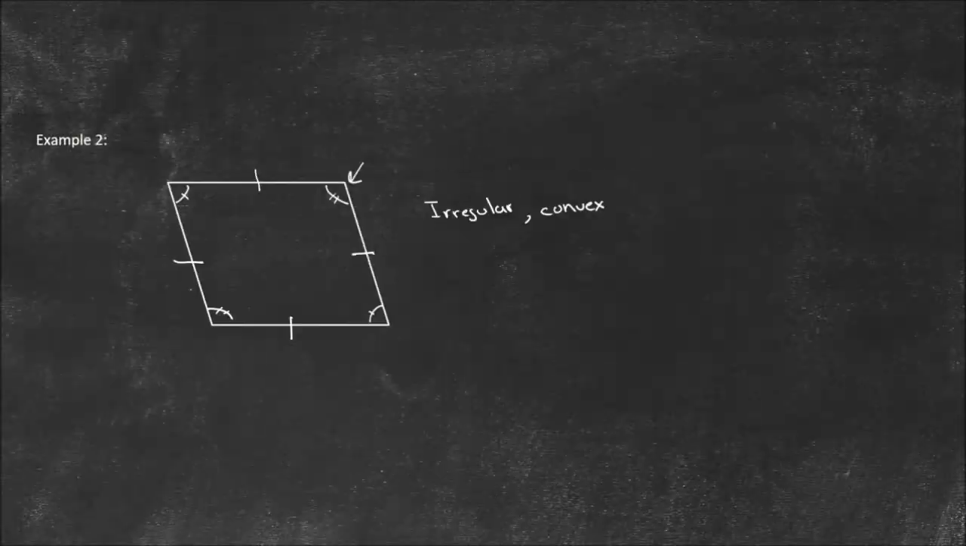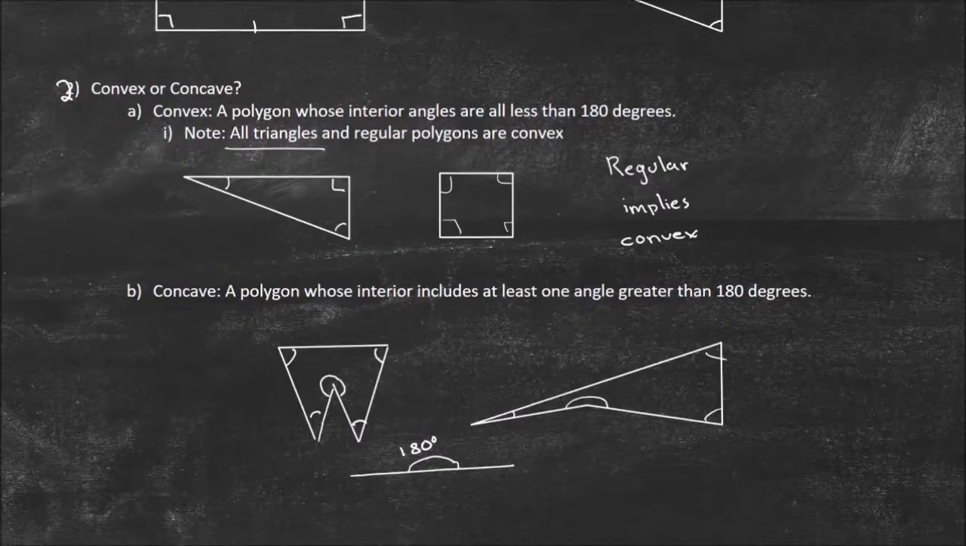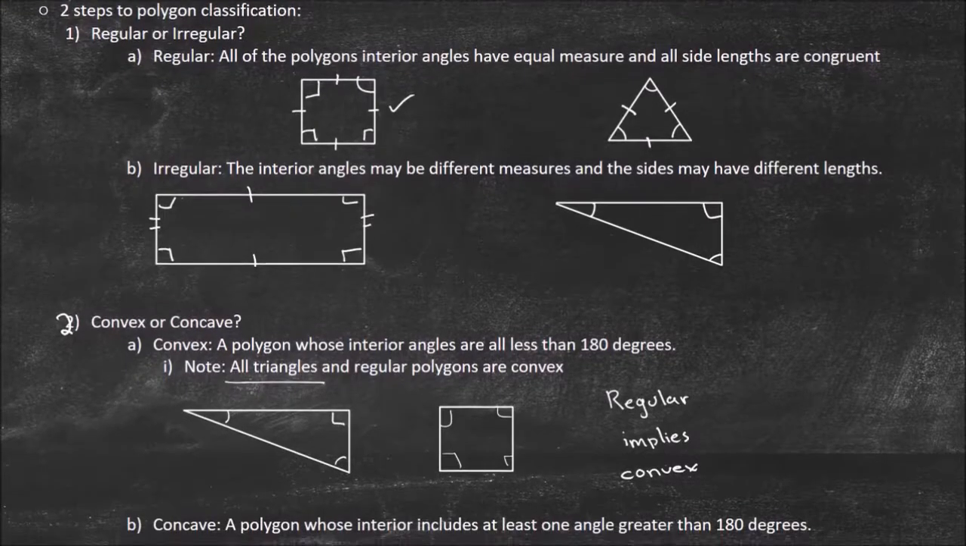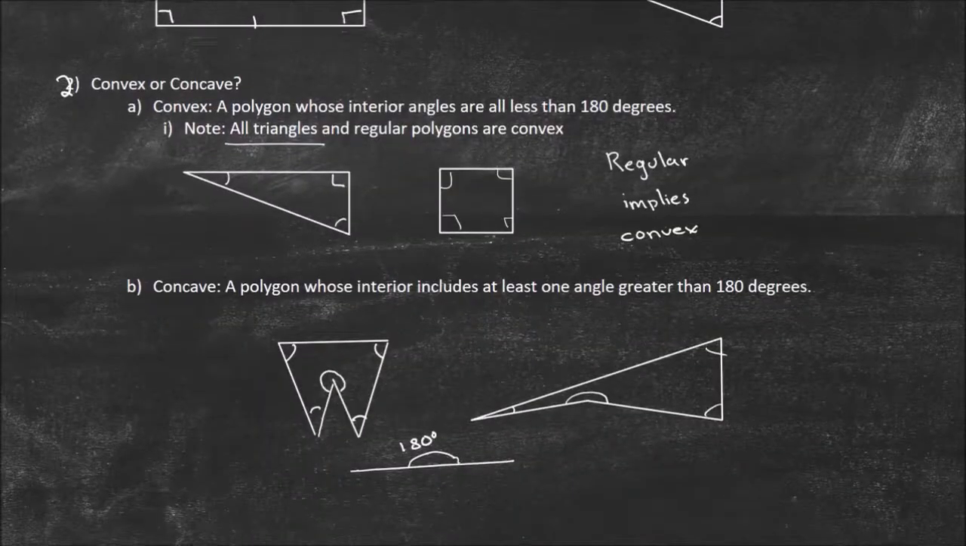So hopefully this makes sense. Hopefully you kind of understand the two classification rules. So we have regular or irregular, and then you need to determine concave or convex.